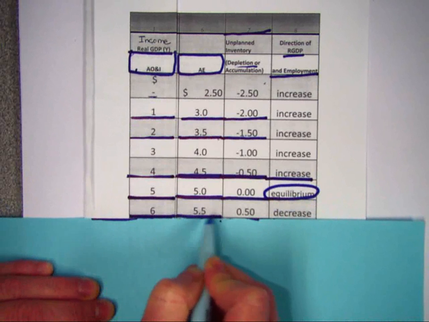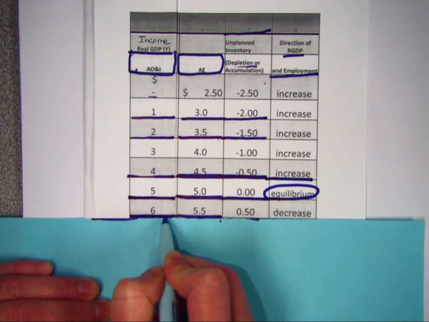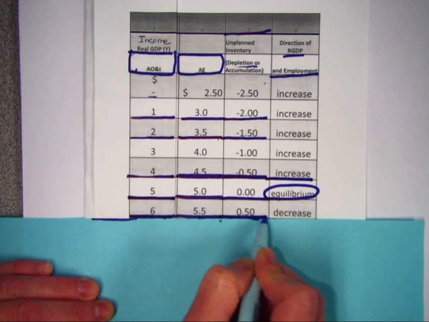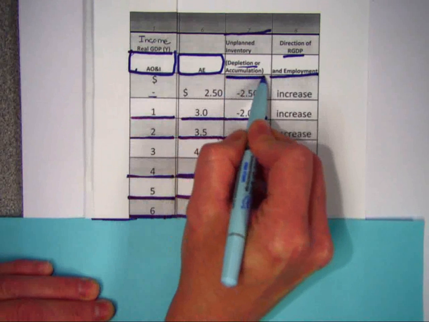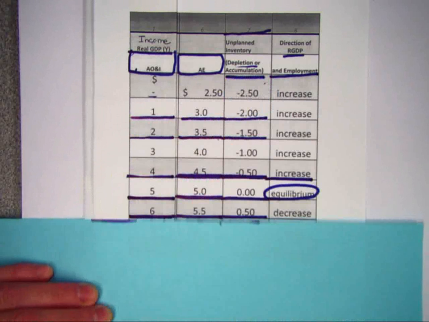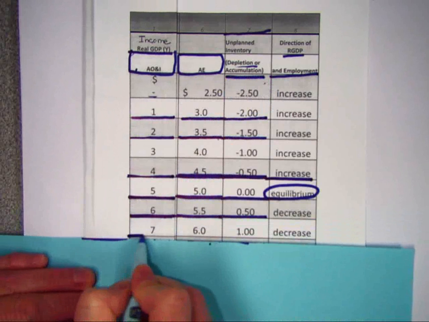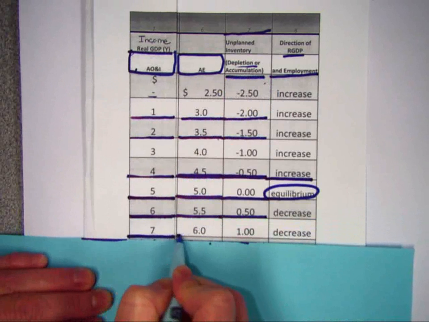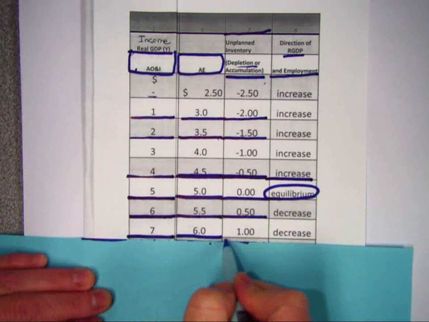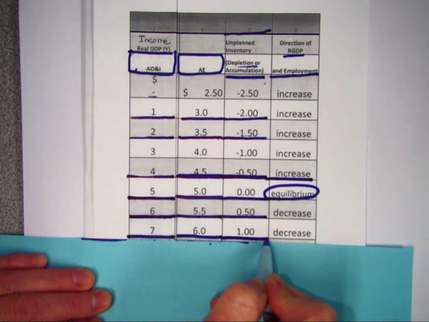Aggregate expenditures is actually less than output that's being produced. So we see inventory is being accumulated. So we have inventory accumulation. The next one, 7 units are being produced, but only 6 are being taken off the market. So we have 1 unit that's going into inventory.